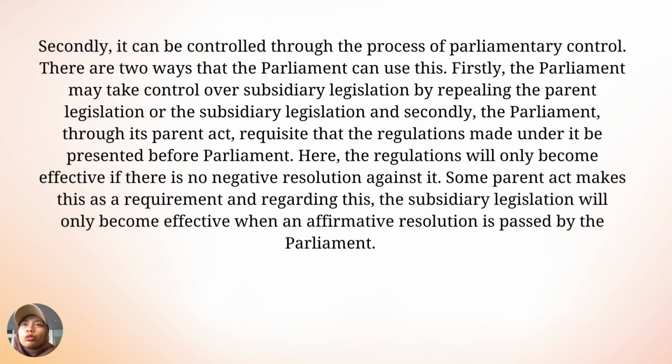Secondly, it can be controlled through the process of parliamentary control. There are two ways that Parliament can use this. Firstly, Parliament may take control over subsidiary legislation by repealing the parent legislation or the subsidiary legislation. And secondly, Parliament, through its parent act, requires that the regulations made under it be presented before Parliament. Here, the regulations will only become effective if there is no negative resolution against it. Some parent acts make this a requirement, and regarding this, the subsidiary legislation will only become effective when an affirmative resolution is passed by Parliament.